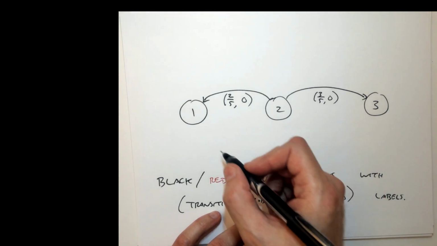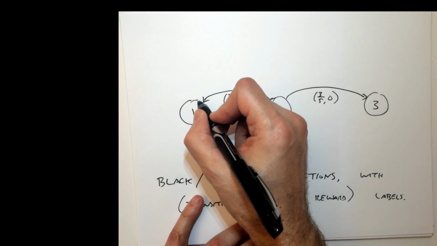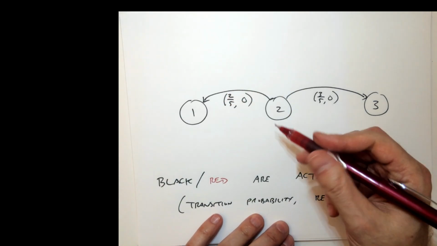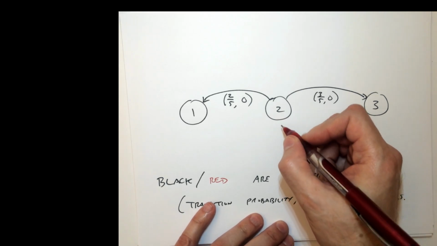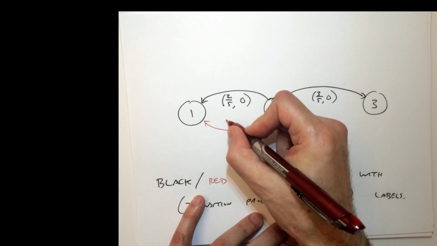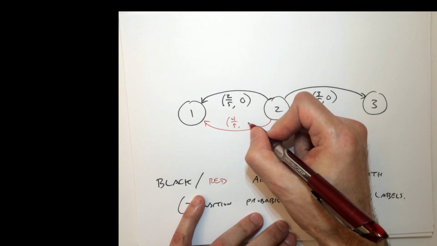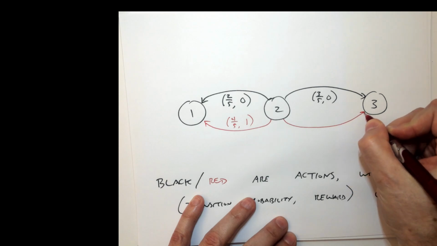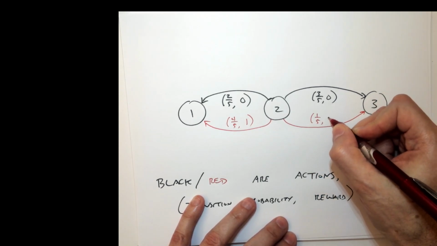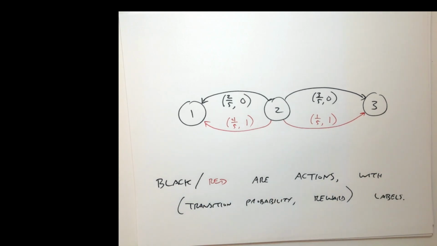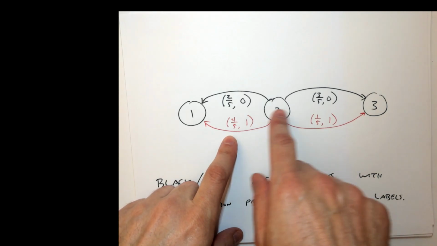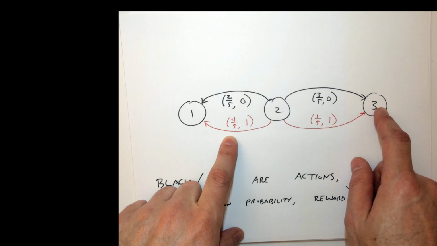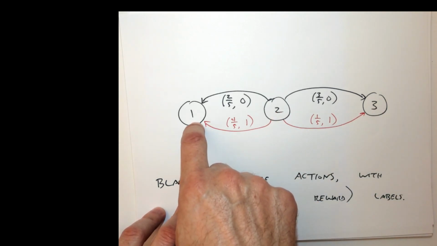Now, let's look at the other action, right? So the other action is saying, okay, let's take the red action. With probability 4/5, it drops me down to state 1 and gives me reward 1. And with probability 1/5, it takes me over to state 3 and gives me reward 1. So in some sense, the black action always gives me reward 0. The red action always gives me reward 1. But the other way of thinking about it is that the black action has a higher probability of moving me forward into this state, and the red action has a higher probability of moving me backwards into this state.